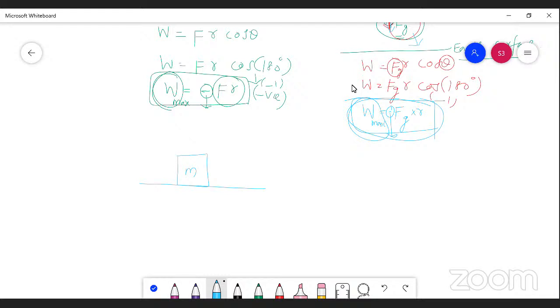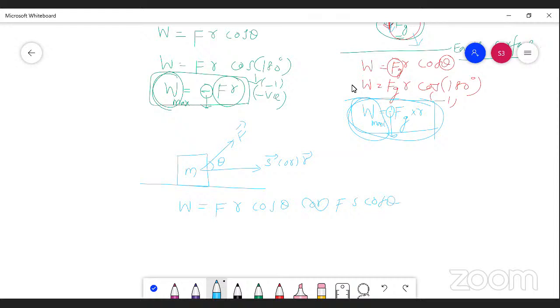Wait a few seconds, I have not completed yet. Force acting on your body. Look at that force: the body displaces along this direction, like the S vector or R vector, and the angle between these two is theta. Work done by the application of force, W is equal to F R cos theta, or F S cos theta.